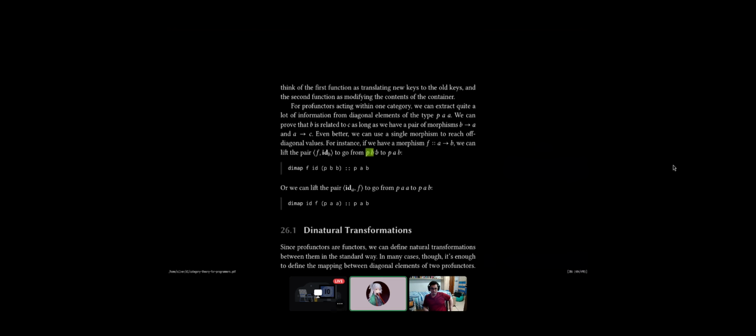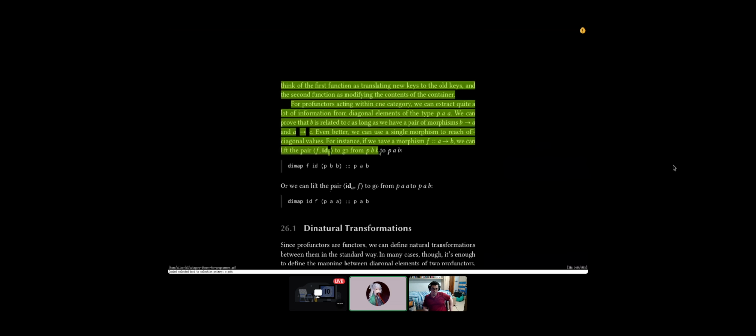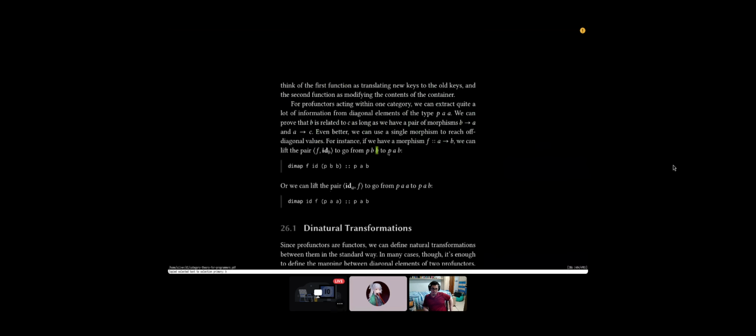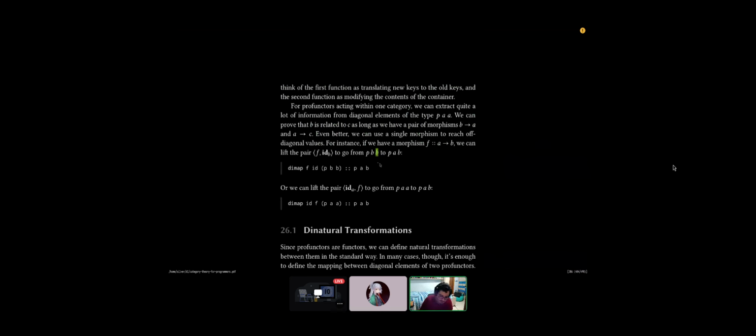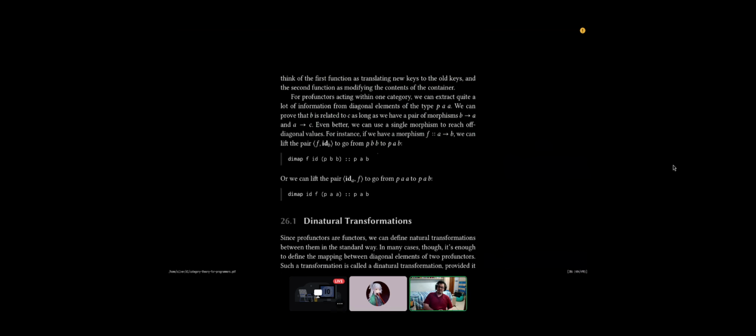By diagonal here it means both sides of the pair are the same. Both sides of the pair are the same, but they aren't, right? Well, PAB isn't, but PBB is because B is equal to B. Oh, okay, so we're talking about that diagonal. I didn't understand that at all. Yeah, it's saying we can use a morphism to reach off diagonal values.